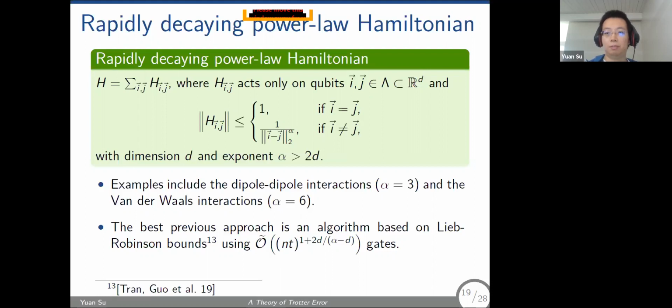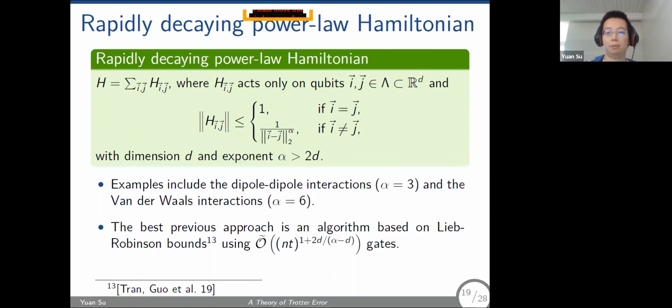In this kind of system, the interaction strengths decay so fast that you can exploit the locality of the system to speed up your quantum simulation. The best previous algorithm for simulating this kind of system uses ideas of Lieb-Robinson bounds. The gate complexity will be something like this: you have NT here, and the exponent will be 1 plus 2D over alpha minus D. This is the gate complexity of the Lieb-Robinson based algorithm.